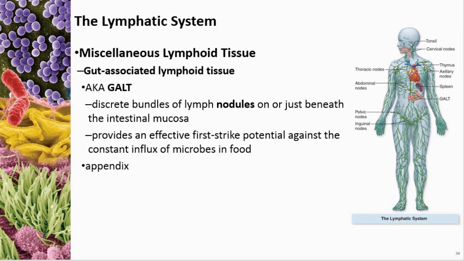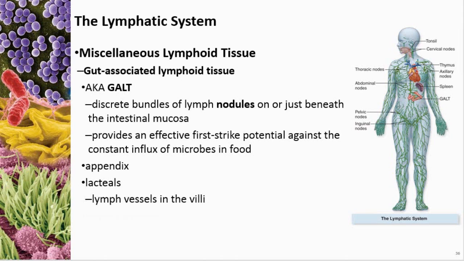Another structure is called the appendix. Everybody knows what that is. The significance of the appendix isn't really agreed upon, so we'll not talk too much about it. These things called lacteals are in the villi of the small intestine and help to drain the villi, both for draining pathogens, but also draining macromolecules that were produced from the breakdown of our food.